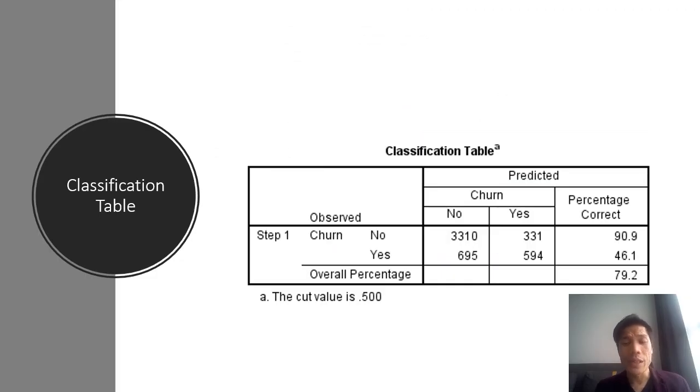So continuing on with our results, you can see that the classification table here, we have about 3,310 correctly predicted as no and 594 correctly predicted as yes. Okay, so this model actually is not that bad, because if you look at the percentage correctly predicted overall, it is about 79.2%, which is really, really good.